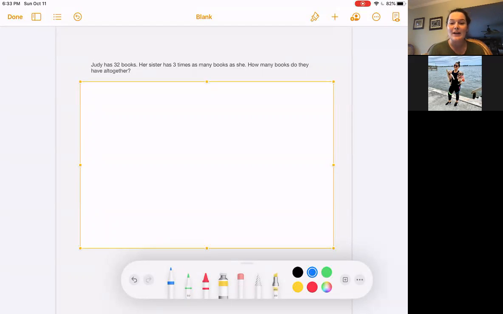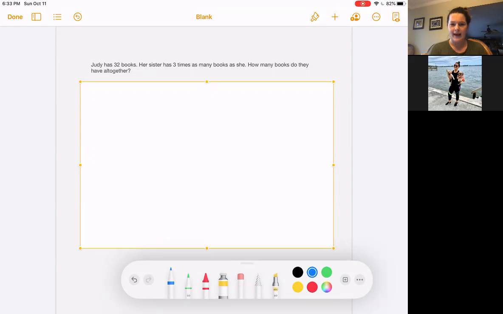Hello, today we're going to be practicing using strategies to solve word problems. So I have a word problem here. Let's go ahead and read what it says. Judy has 32 books. Her sister has 3 times as many books as she. How many books do they have all together?